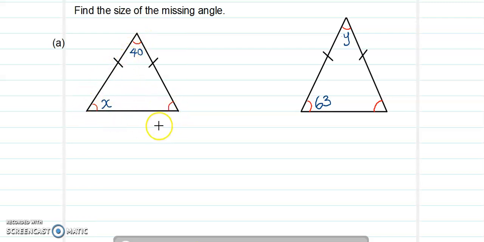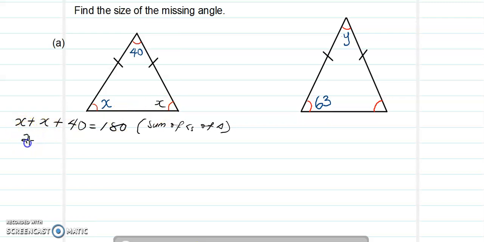Then for me to solve this, if here is x, here also must be x, because it's an isosceles triangle and the base angles must be equal. Then I will apply the knowledge that x plus x plus 40 is equal to 180. The reason is that this gives us the sum of angles of a triangle.